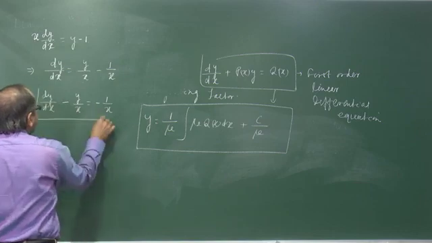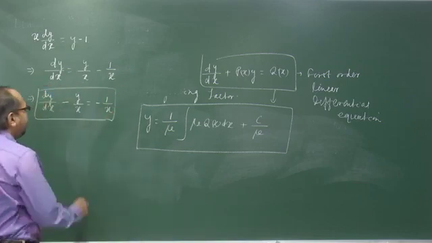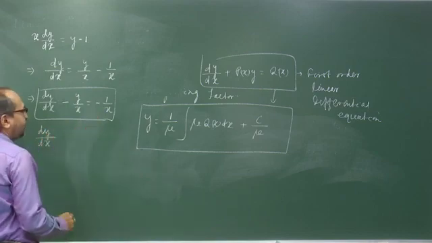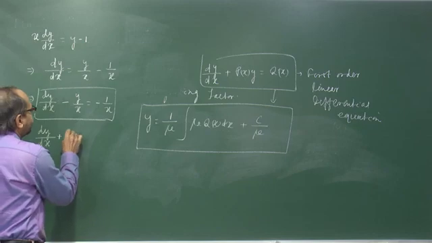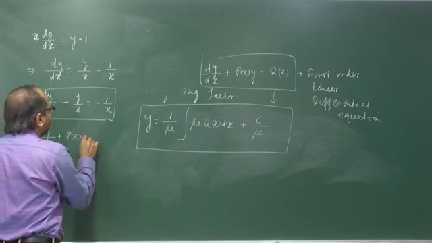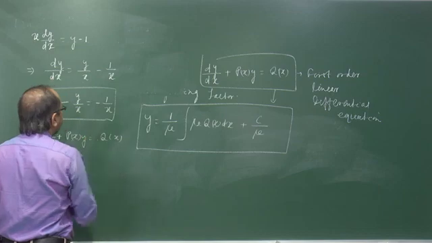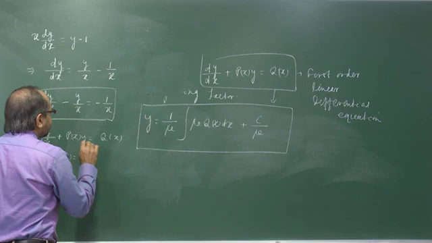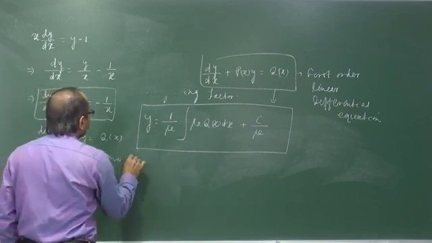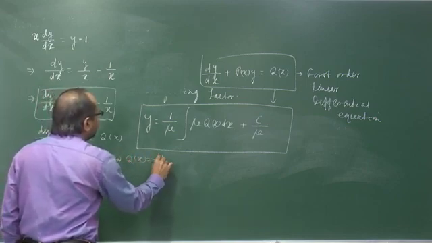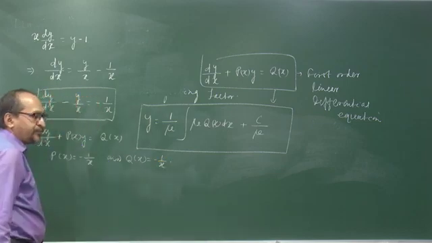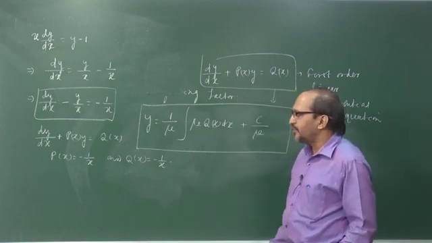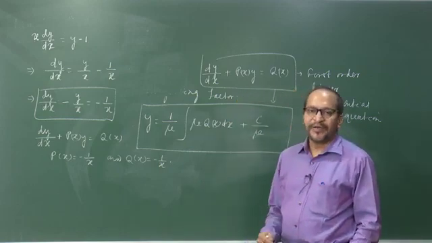So, you can see that this equation is in the form of our standard first order linear differential equation, that is dy by dx plus p of x into y is equal to q of x. So, comparing here we get p of x is equal to minus 1 by x, and q of x is equal to minus 1 by x. Then we have to find the integrating factor.